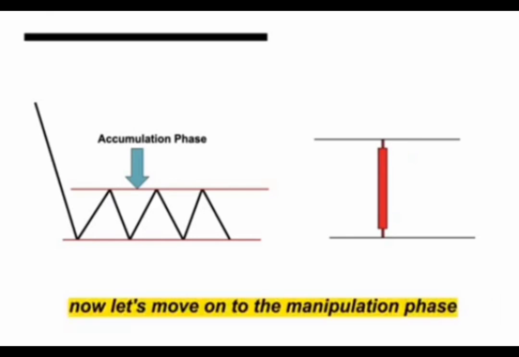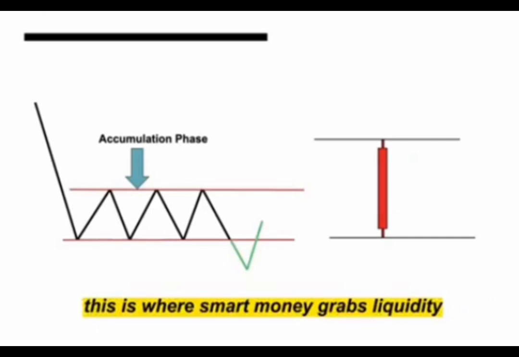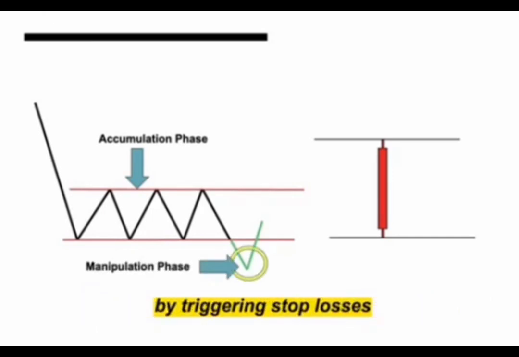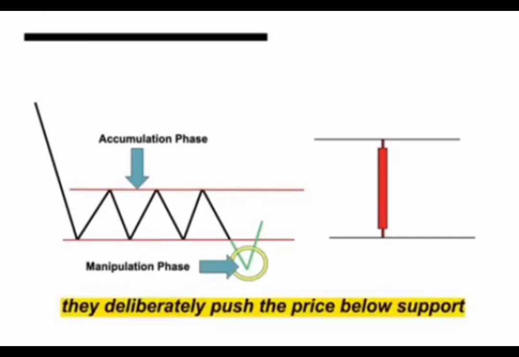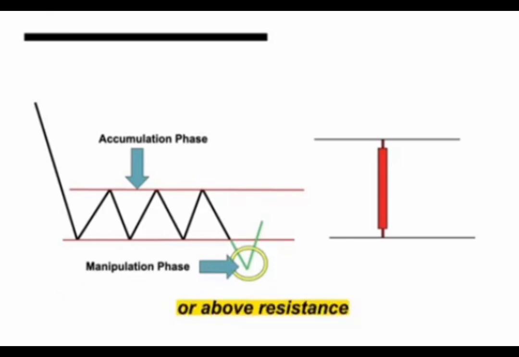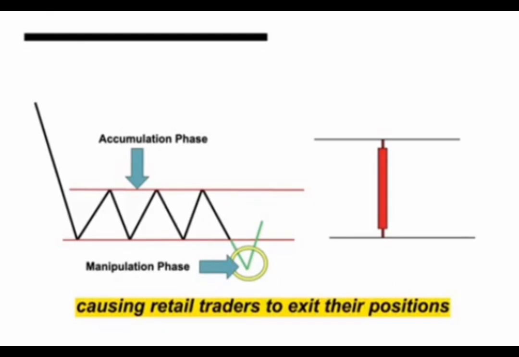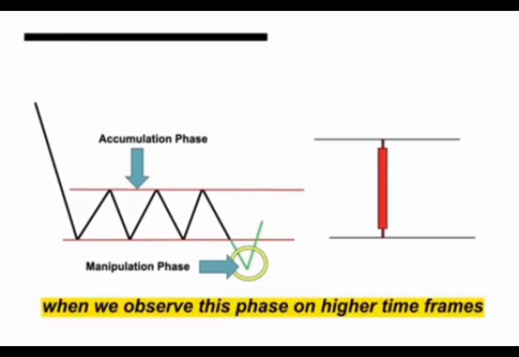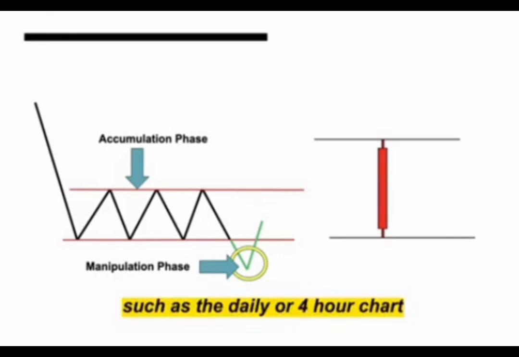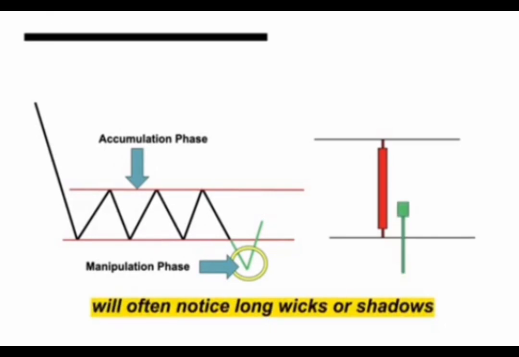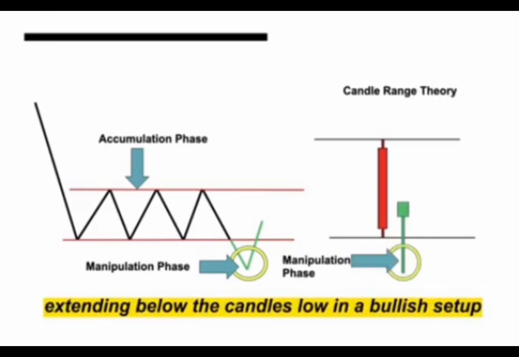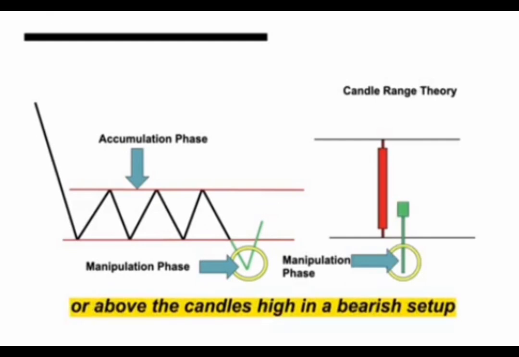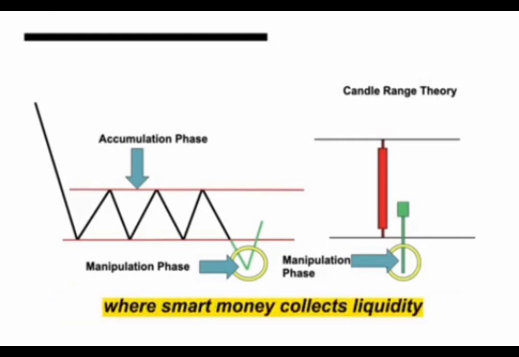Now, let's move on to the manipulation phase. This is where smart money grabs liquidity by triggering stop losses. They deliberately push the price below support or above resistance, causing retail traders to exit their positions or enter new ones, thinking the market is breaking out. When we observe this phase on higher time frames, such as the daily or 4-hour chart, we'll often notice long wicks or shadows extending below the candle's low in a bullish setup, or above the candle's high in a bearish setup. These wicks represent the market manipulation where smart money collects liquidity.